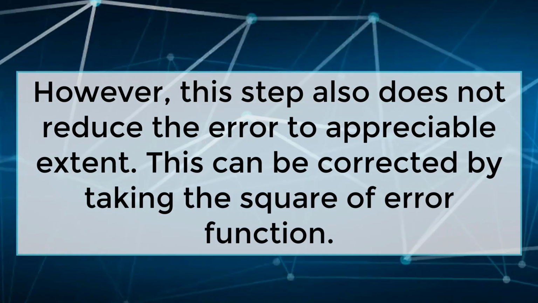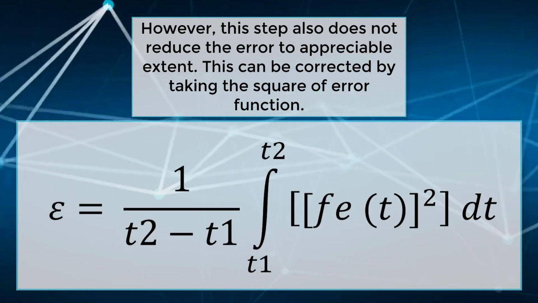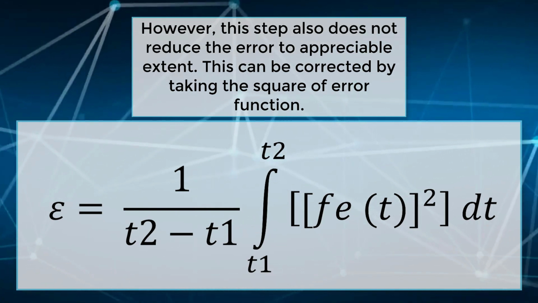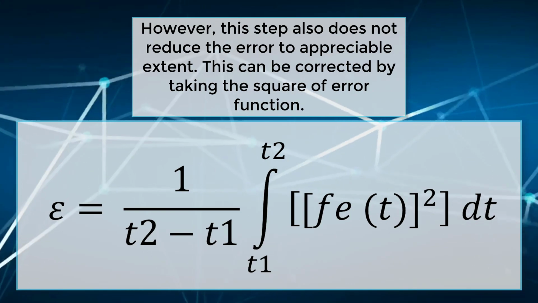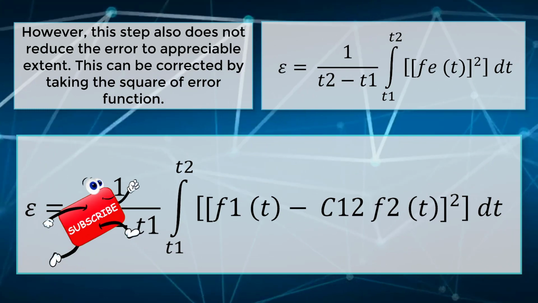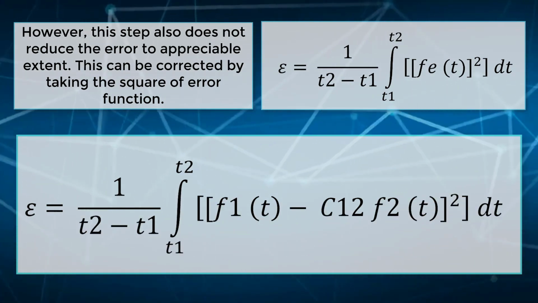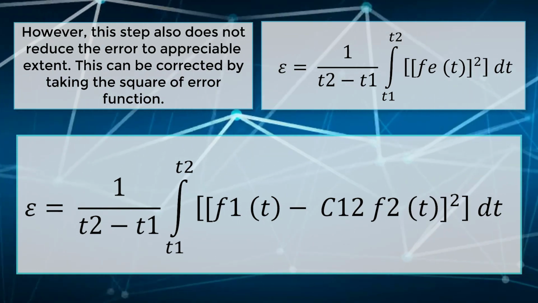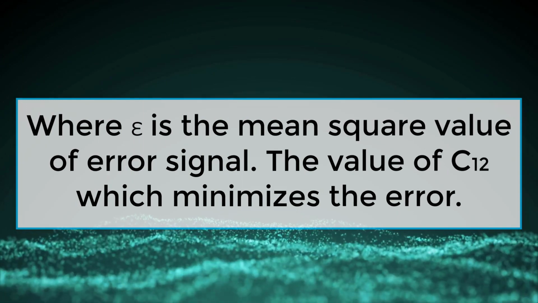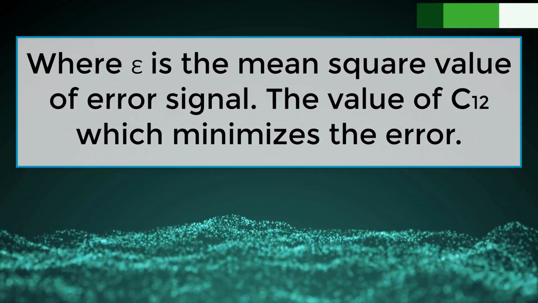This can be corrected by taking the square of the error function. Epsilon e = 1/(t2 - t1) times the integral from t1 to t2 of fe(t) squared dt, which is 1/(t2 - t1) times the integral from t1 to t2 of [f1(t) - c12 f2(t)] squared dt, where epsilon is the mean square value of the error signal.